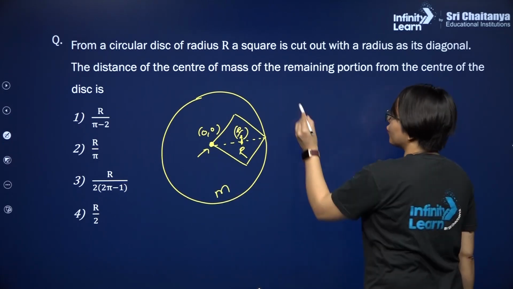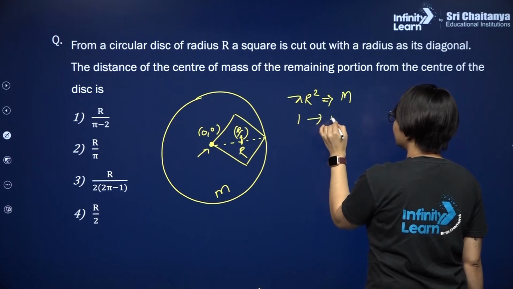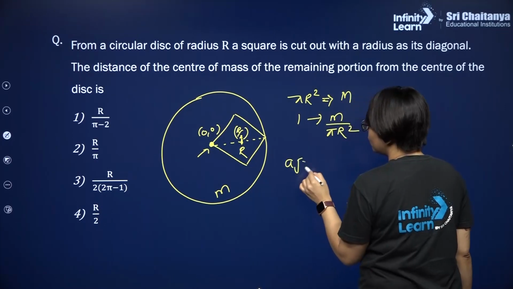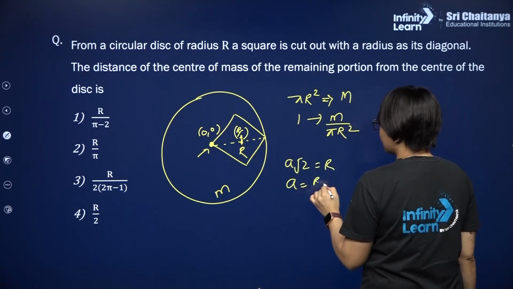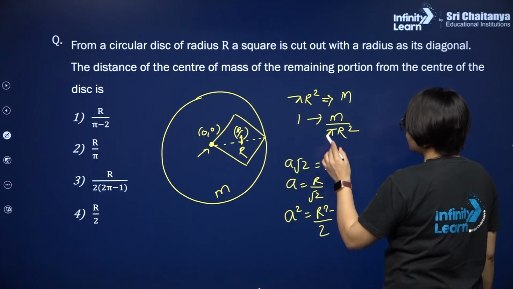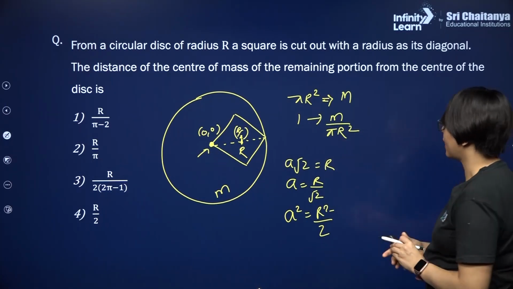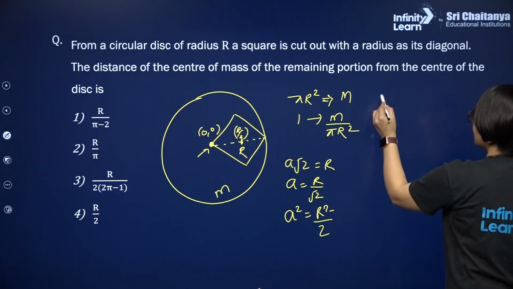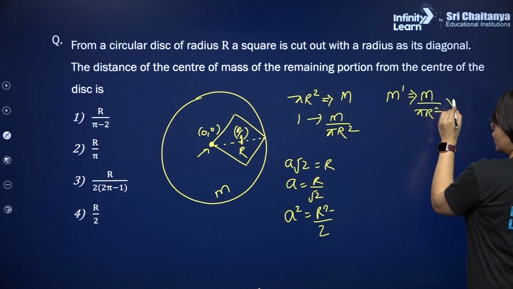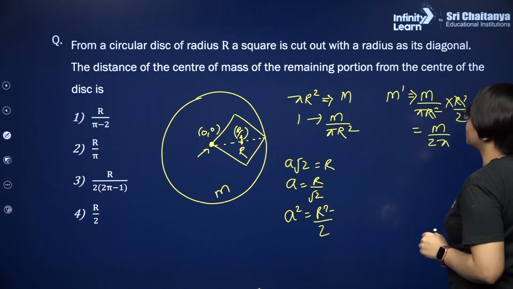So for pi r square area, we have m mass. So for one unit area we will be having m upon pi r square mass, and the square has diagonal, that is a root 2 is equal to r. So a will be r upon root 2. So the area of the square is a square, which is r square by 2. So for one unit area, the mass is m upon pi r square. So for r square upon 2 area, the mass of the square portion will be unit area mass into r square by 2. So this is m upon 2 pi.